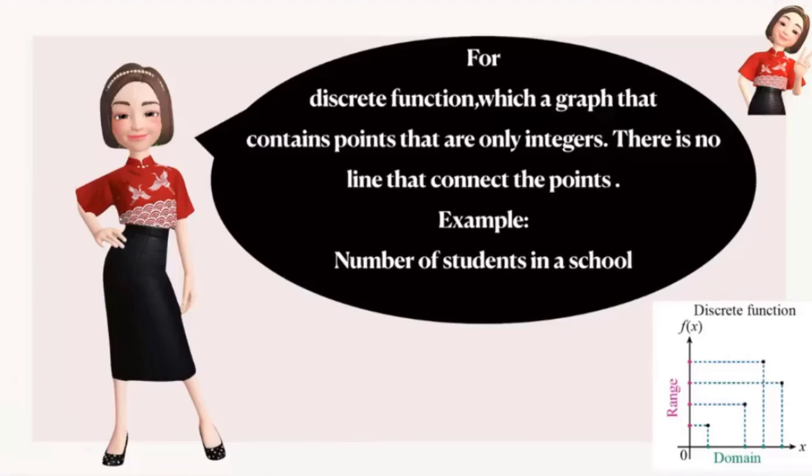See, there's only points here. They are not joining all the points. Tak sambungkan semua titik itu. One of the examples is the number of students in a school. Sebab dia tak sambungkan bilangan pelajar dalam sekolah. So it's not connecting all the points. This type we call discrete functions.